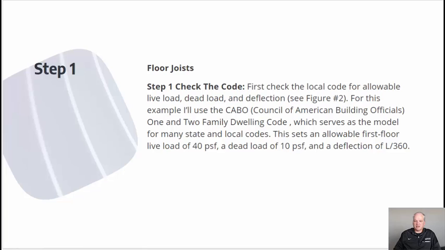Step 1, check the code. First, check the local code for allowable live load, dead load, and deflection. We see next in figure 2. For this example, I'll use the CABO, Council of American Building Officials, 1 and 2 family dwelling code, which serves as a model for many state and local codes. This sets an allowable first floor live load of 40 PSF and a dead load of 10 PSF, as well as a deflection of L/360.